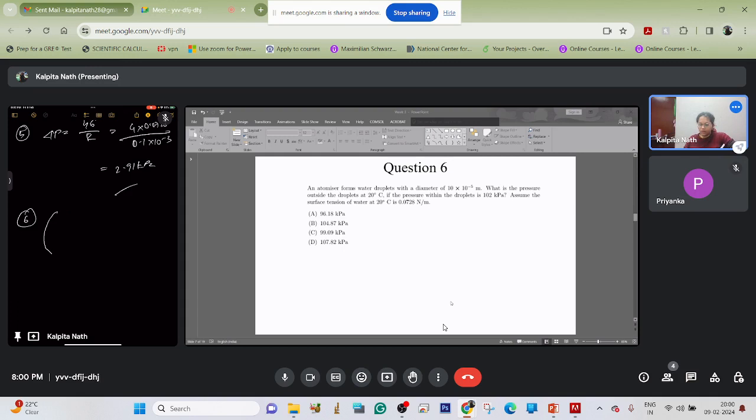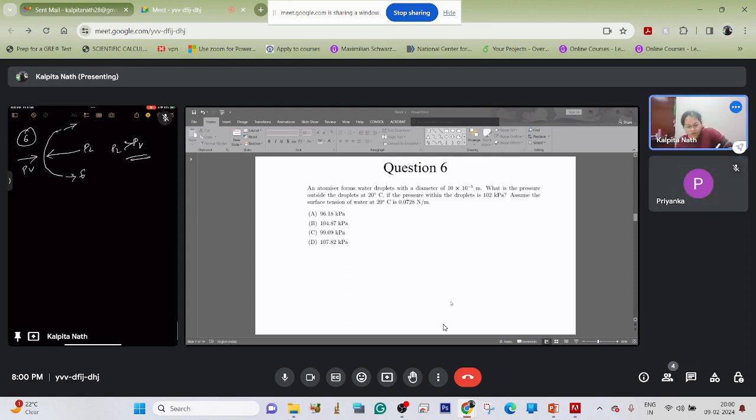So if this is the drop, surface tension will be this, and the pressure on the liquid side and pressure on the vapor side will be this. So PL will be greater than PV, right? Yeah, so it's correct. So delta P will be equal to 2 sigma by R. So 2 into 0.0728 over 5 into 10 to the power minus 5. So 2.91 kilopascal.